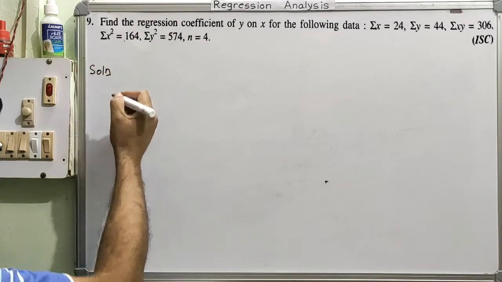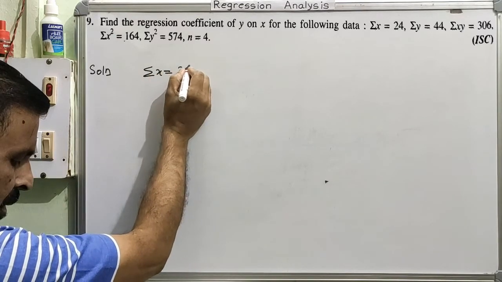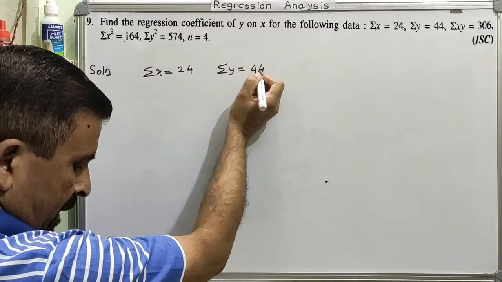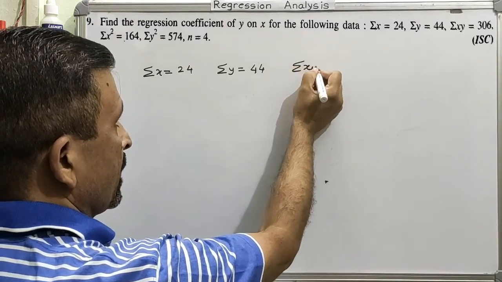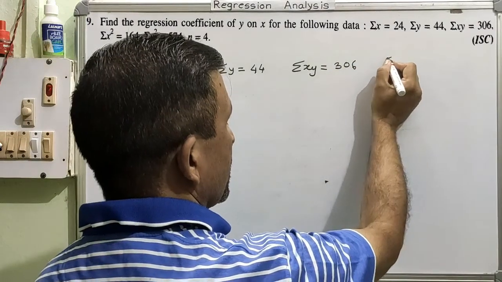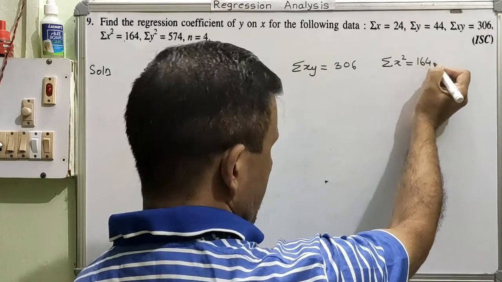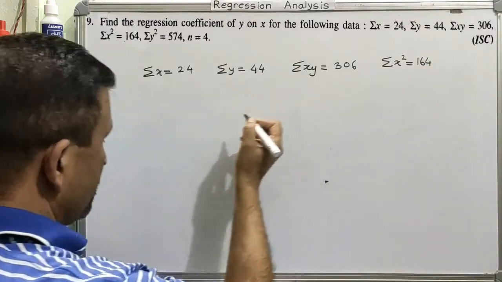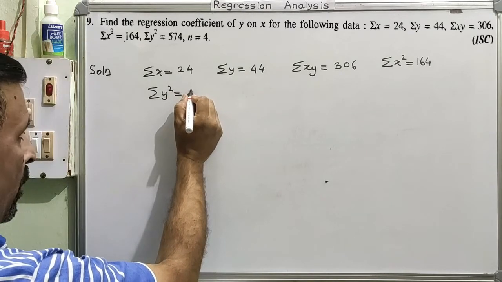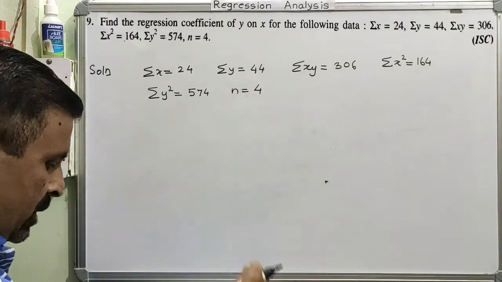The information that we have is: summation of x is equal to 24, summation of y is equal to 44, then sum of all the product of x and y is equal to 306, summation of all the x square is equal to 164, summation of all the y square is equal to 574, and n is equal to 4.